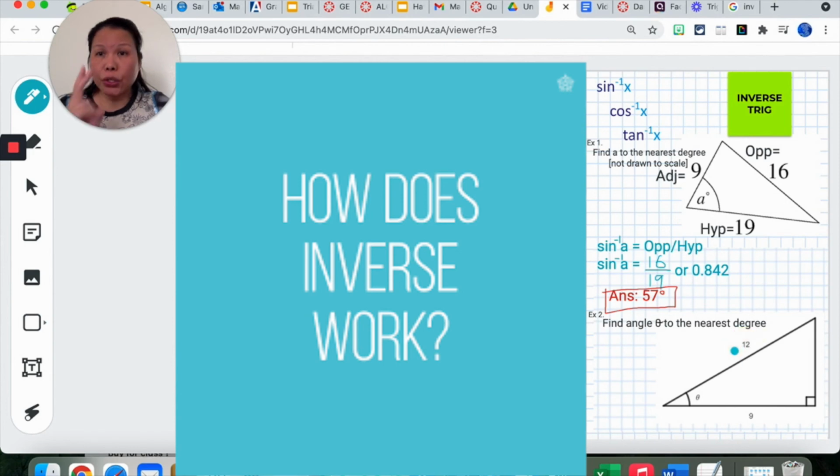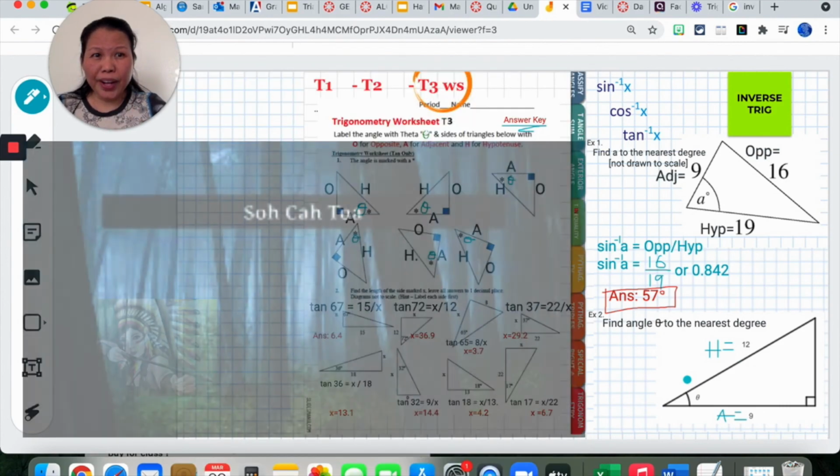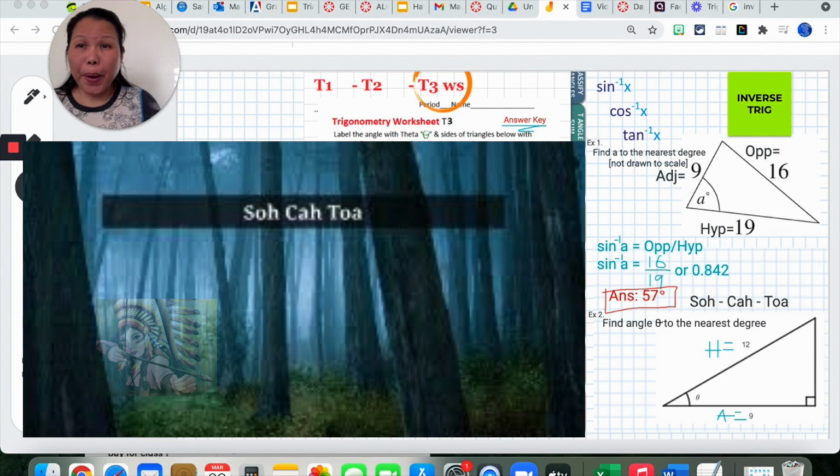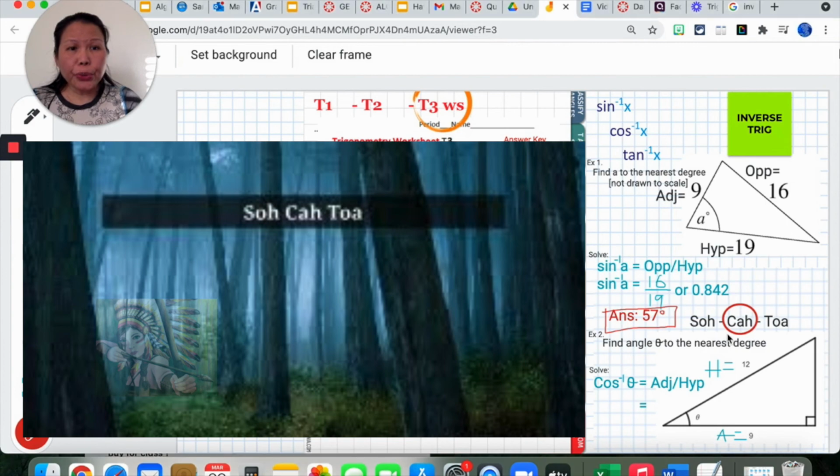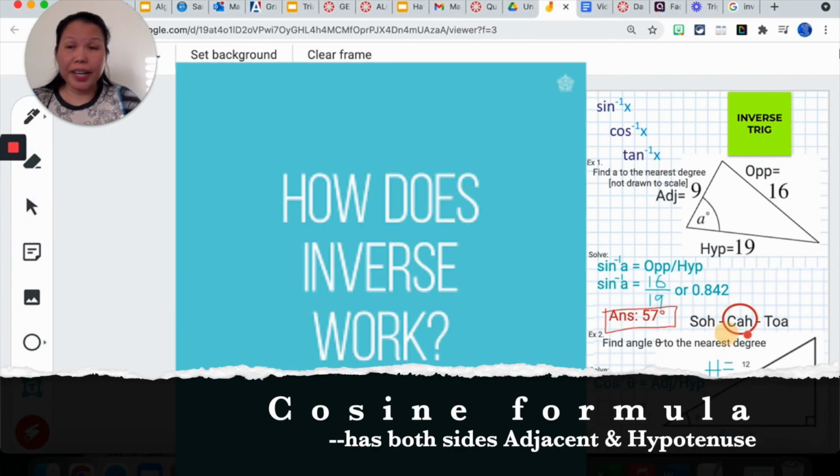In example 2, find angle theta to the nearest degree. We are just given two sides, so we will be limited on the inverse trig tool we use in looking for this angle. The 12 is the hypotenuse. What is the tool we need to use that would have the A and the H letter? AH, from SOHCAHTOA. Pause and see if you can find the missing angle. We chose the tool in the middle, the CAH, because it has both the letters A and H, adjacent and hypotenuse sides.